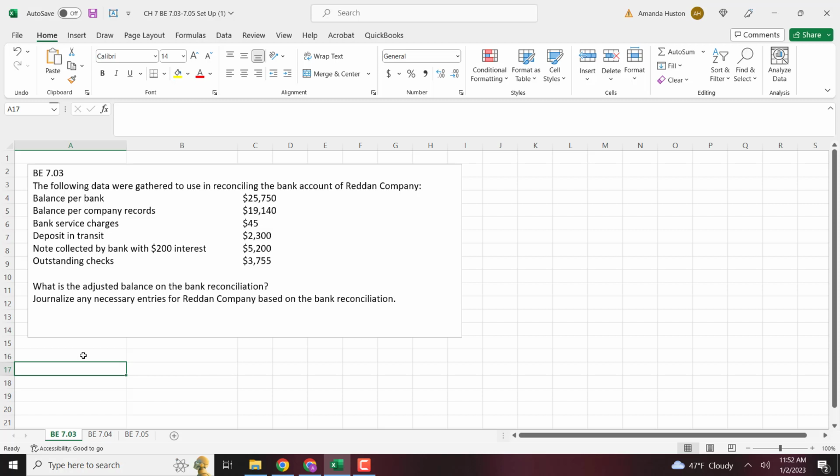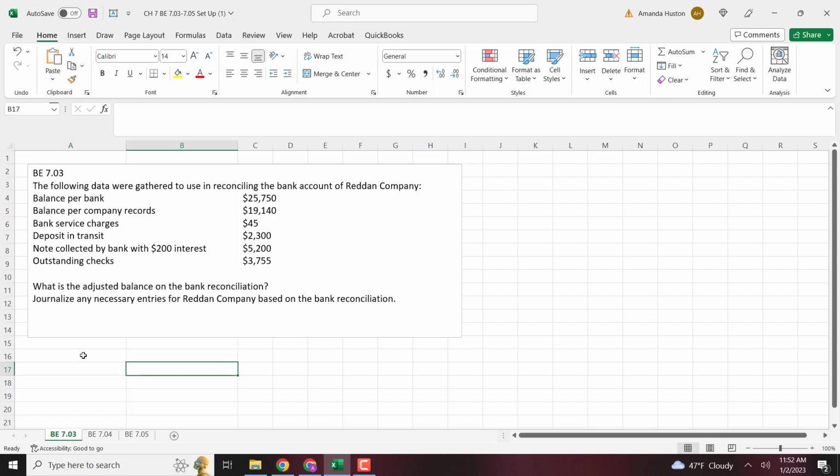The balance per the bank, 25,750. Balance per company records, 19,140. Bank service charge, 45. Deposits in transit, 2,300. Notes collected by the bank with interest, $200 interest, 5,200. And outstanding checks, 3,755. What is the adjusted balance on the bank reconciliation? Journalize any entries necessary for Redden to balance based on the bank rec.